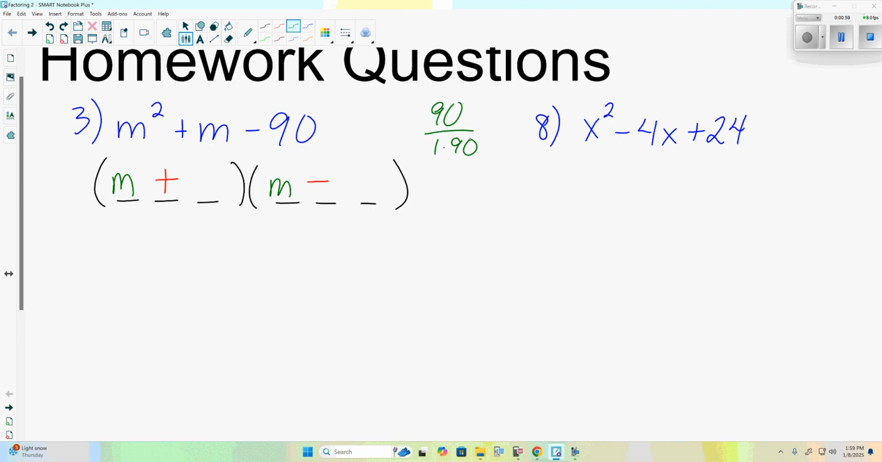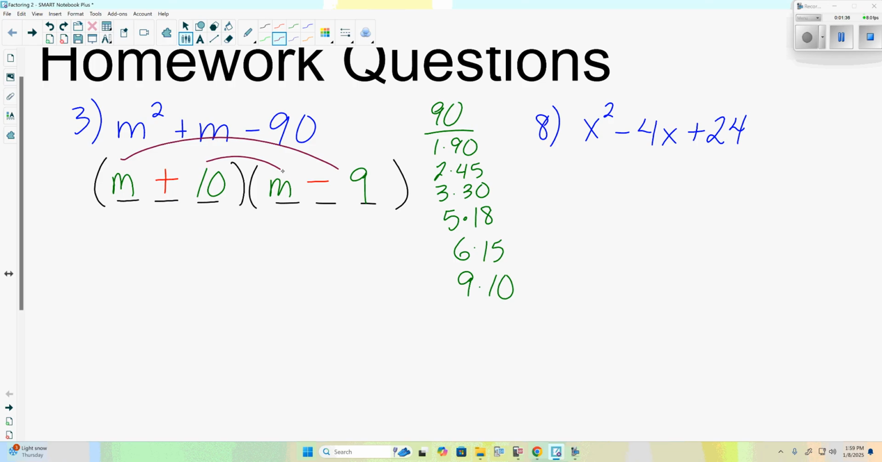are 1 and 90, 2 and 45, 3 and 30. 4 doesn't work, but we do have 5 and 18. 6 works, and 15, and then 9 and 10. I'm going to do 10 and 9 first.